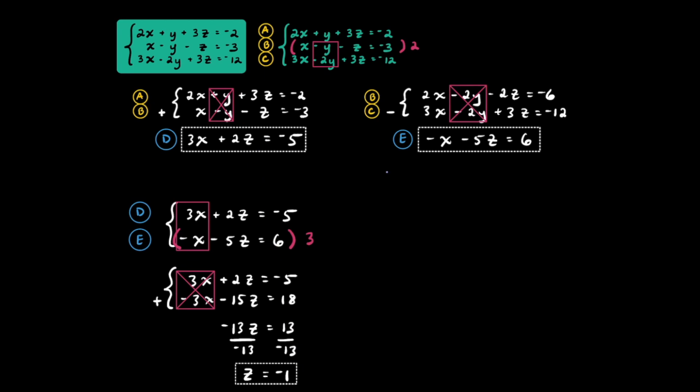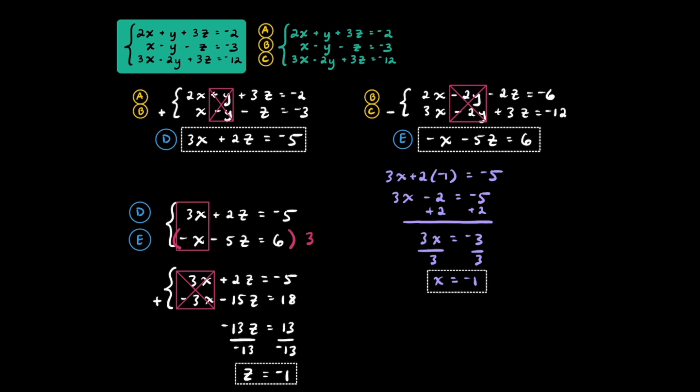Substituting into D, we're going to get 3x plus 2 times negative 1 is going to equal negative 5. 2 times negative 1 is negative 2, so we're going to get 3x minus 2 is equal to negative 5. We're going to add 2 to the left and add 2 to the right, and we're going to get 3x is equal to negative 3. Dividing both sides by 3, we're going to get x is equal to negative 1.